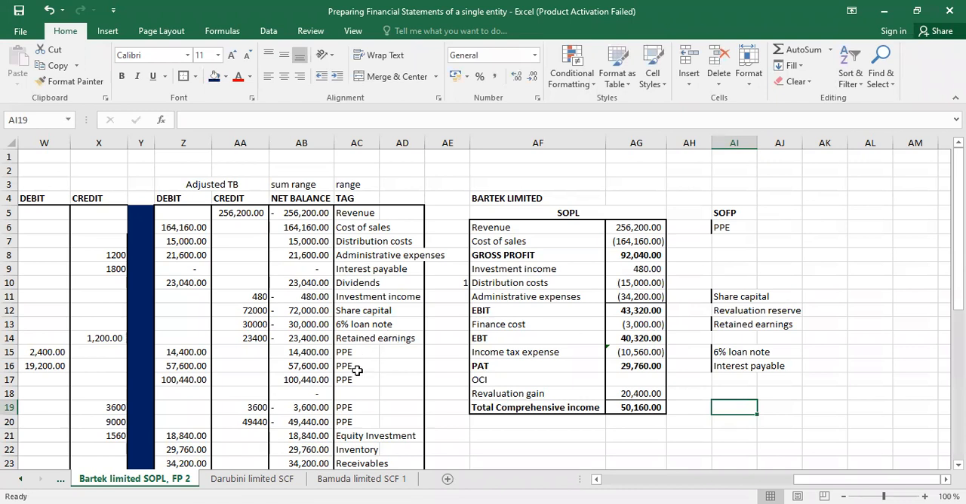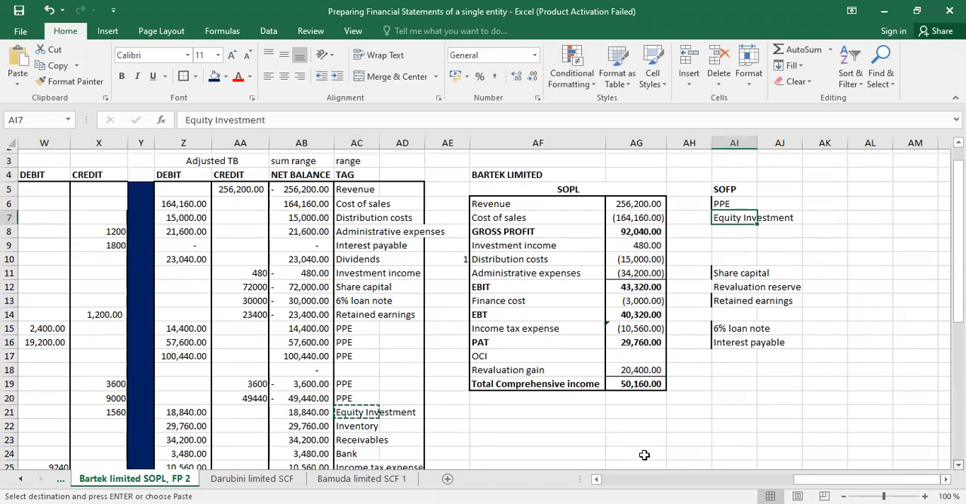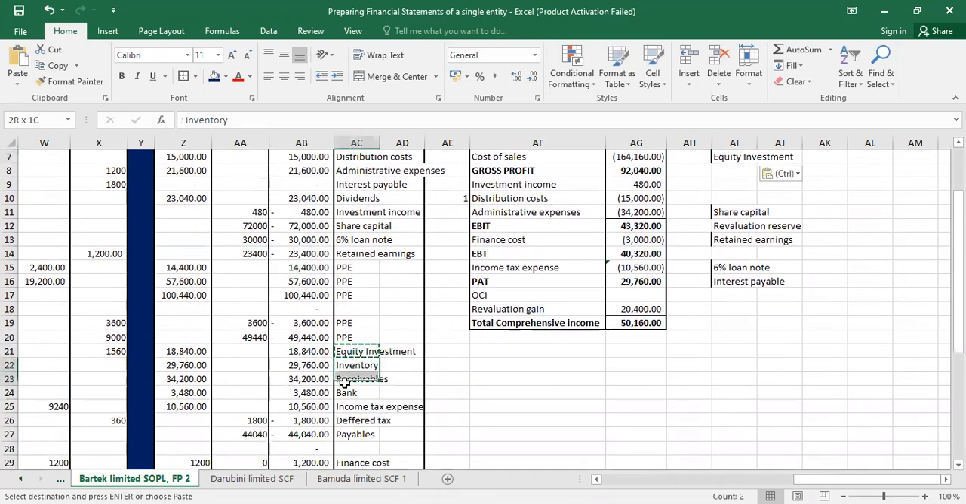Then, so we have taken PPE, equity investment, inventories and receivables, and also bank. These ones are current assets. Control C. So they come somewhere there, isn't it? Deferred tax. This one is a non-current liability, so it will be with the loan. Payables is a current liability, so it will be with the interest pay.